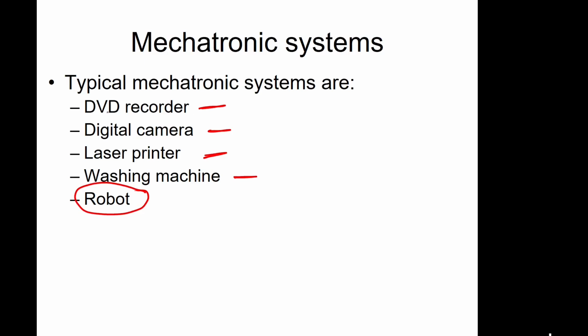But bear in mind, all these systems and a lot more are all mechatronic systems. So if you can build a robot, then it's a small step to all these other systems. Just slightly different specifications, but essentially the same technology: mechanical engineering, electrical engineering, and computing in there.